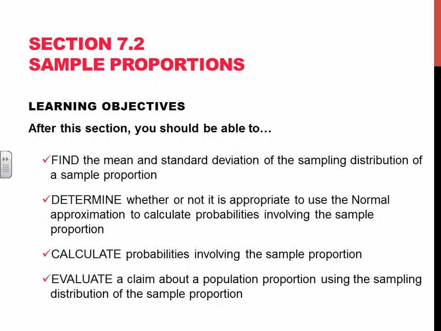So our learning objectives for this section are to find the mean and standard deviation of the sampling distribution of a sample proportion, determine whether or not it is appropriate to use the normal approximation to calculate probabilities involving the sample proportion, calculate probabilities involving the sample proportion, evaluate a claim about a population proportion using the sampling distribution of the sample proportion.